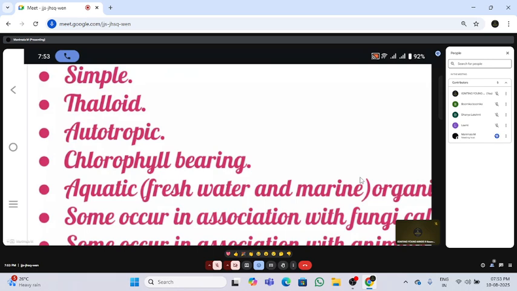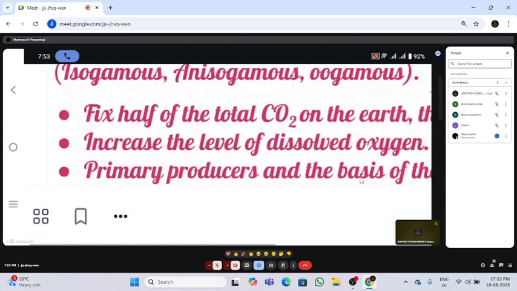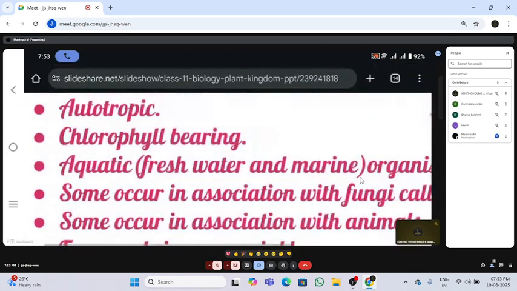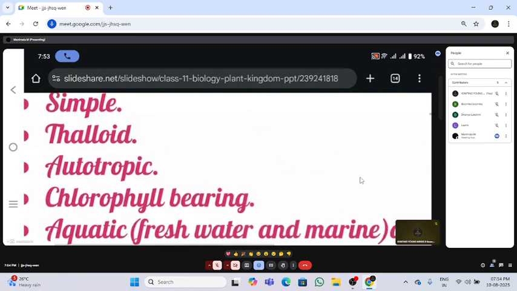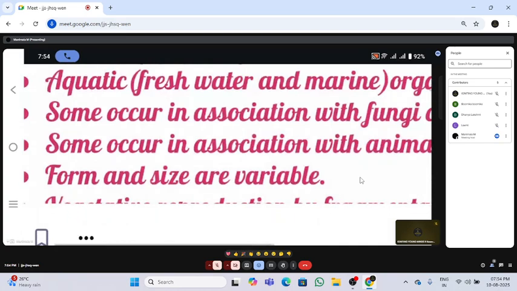The thallus body I told, right? It is thalloid. So in the thalloid, we have unicellular thallus, and we also have multicellular thallus. An example of a unicellular form of thallus is Chlamydomonas. We know that Chlamydomonas is a unicellular form. And for the multicellular form, we can go with the example of Volvox.